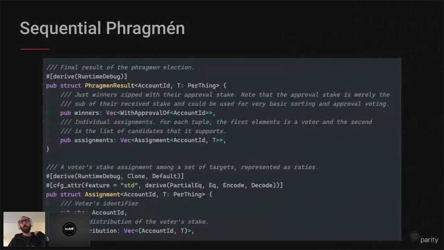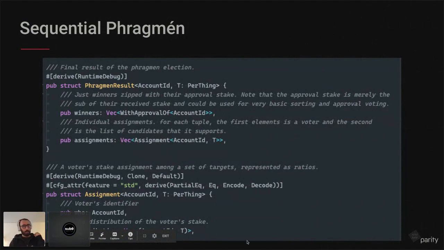So we can have a quick peek at the code or the API of Phragmen as well. I'm not going to go into any details, just want to point out a few things because we'll be working with them later on in the talk. We have the struct called Phragmen result, and it has 2 fields, winners, which is a flat vector of just, assume, account IDs, which is just who is the winner. And we have another field called assignments, which is a vector of another struct called assignment.